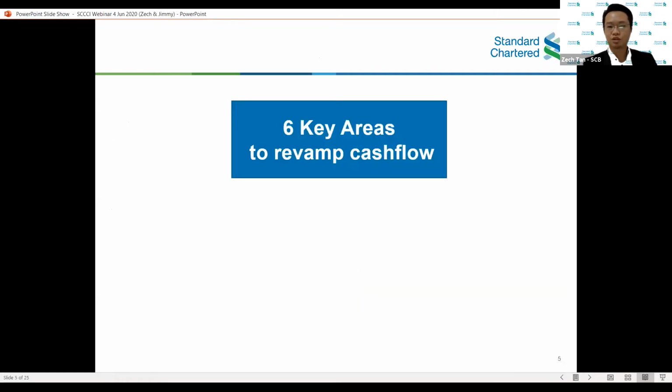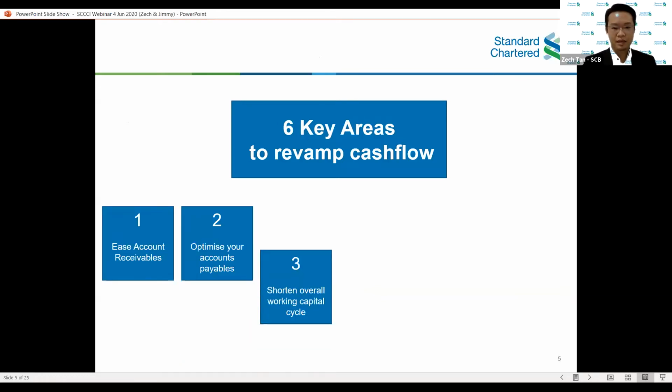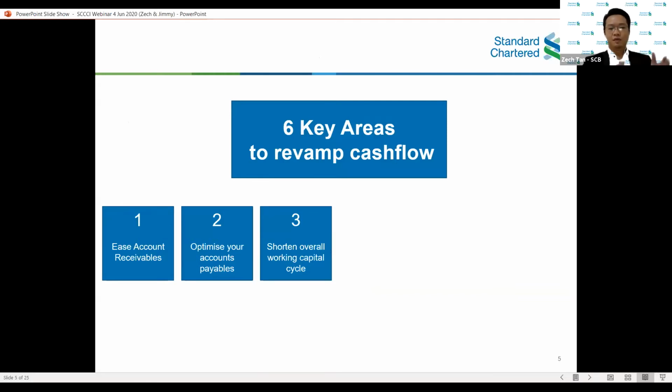Okay, let's talk about what I feel are the key areas that we SMEs can look into to revamp cash flow. Three points that I think have to be spoken together. First is easing the accounts receivable. Second, optimizing accounts payable. And at the end of the day, the objective is really to shorten the overall working capital cycle. How much you need to pay your suppliers versus how much you have coming in. And in the middle is probably how much you will have to borrow either from the banks or from investors, right? So how to ease accounts receivable?